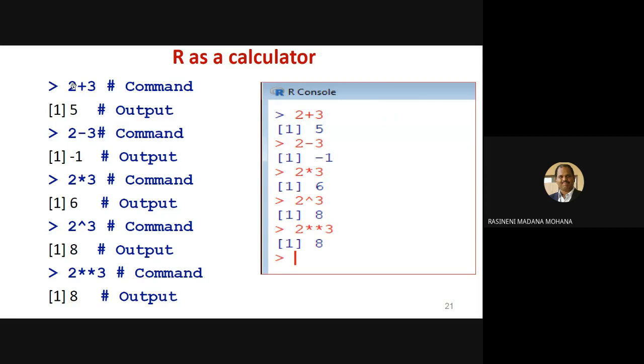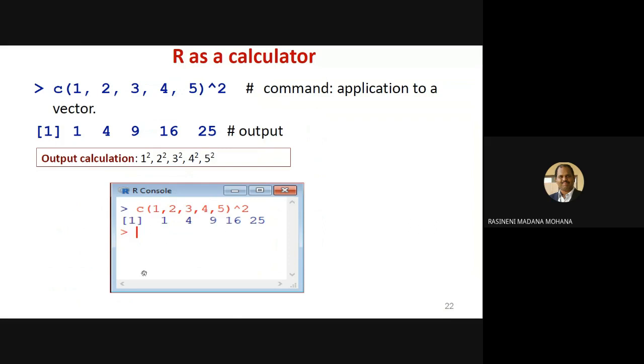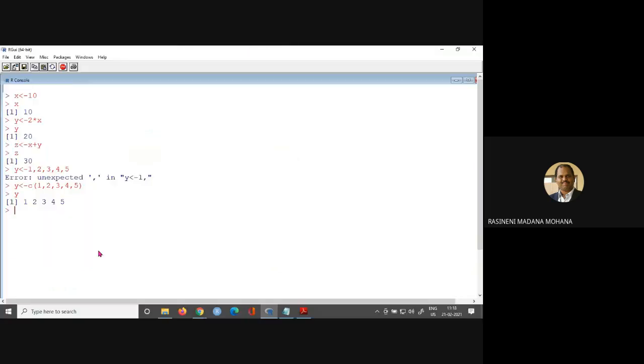Now you can see, for example, 2 plus 3, 2 minus 3, 2 into 3, 2 power 3, then 2 double asterisk 3, again the same. So whatever commands you run, you will get the outputs. So let us try once. You can take any values.